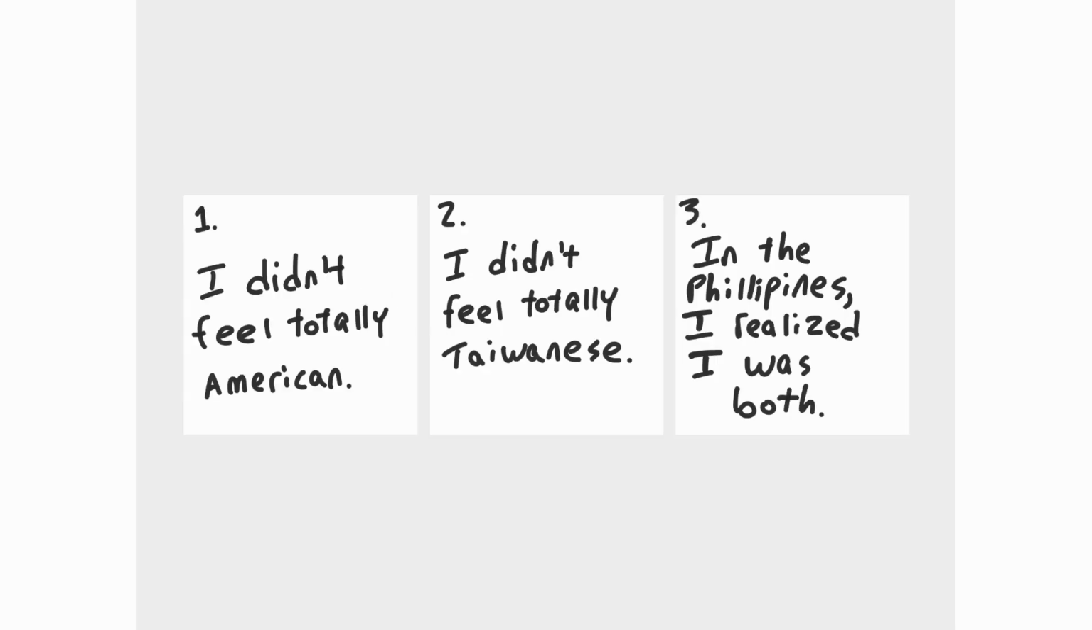Conveniently for us, the 3 broad buckets that we came up with corresponded very nicely to a 3-sentence outline. So first, I didn't feel totally American. Second, I didn't feel totally Taiwanese. Third, in the Philippines, I realized I was both. I advocate making a 3-sentence outline like this before you make a more detailed outline. Because if you keep it simple, you can keep the whole structure in your head, and that makes it much easier to remember what you're trying to accomplish with each paragraph.